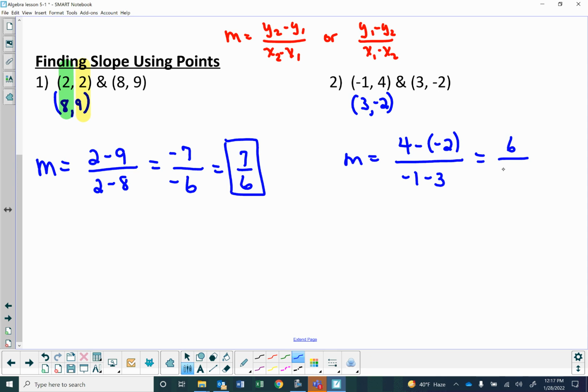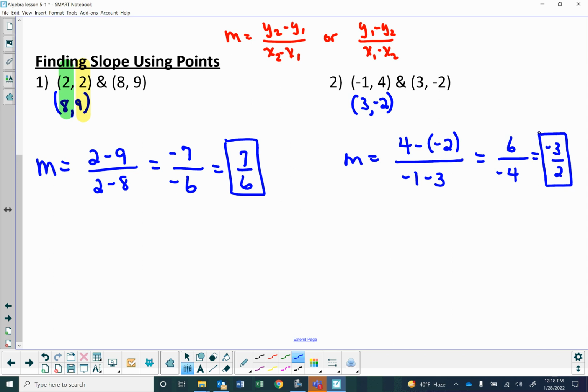Negative 1 minus 3 is negative 4, and 6 over negative 4 reduces, and it doesn't matter where the negative sign is as long as I only have 1. In my problem, to make my slope negative, I need to have 1 negative sign. It can be in the numerator, it can be in the denominator, or it can be in the middle of the fraction. I have a tendency to always put it in the numerator just in case you wanted to know that. So 6 divided by negative 4 reduces to negative 3 over 2. So there's my slope for that problem.